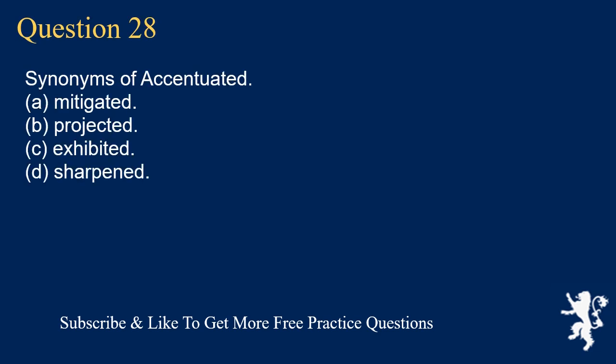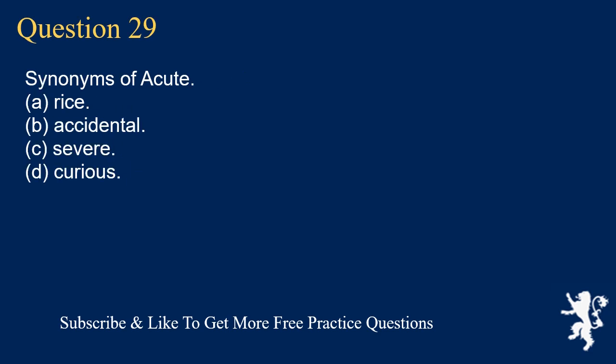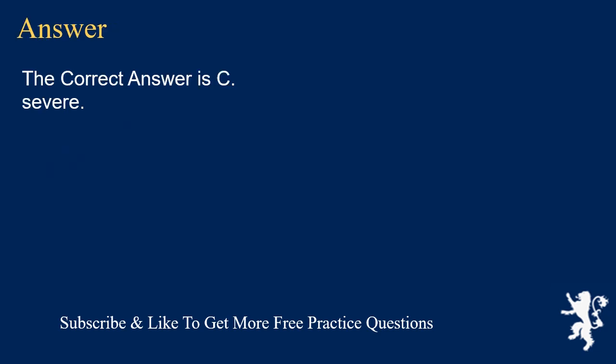Postpone. Question 28. Synonyms of accentuated. A. Mitigated. B. Projected. C. Exhibited. D. Sharpened. The correct answer is D. Sharpened. Question 29. Synonyms of acute. A. Rice. B. Accidental. C. Severe. D. Curious. The correct answer is C.